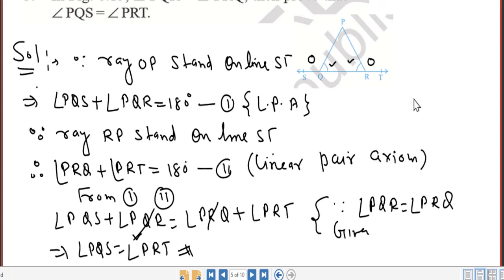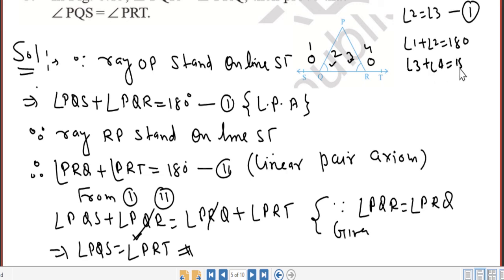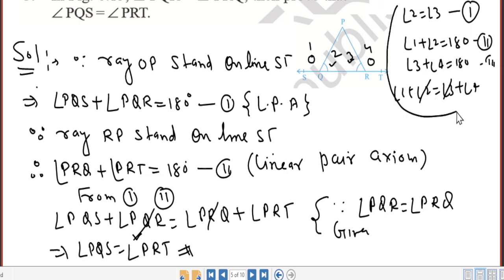Otherwise, you can prove this one. Suppose that it is angle 1, it is 2, it is 3, it is 4. First of all, write angle 2 is equal to angle 3 is given. Let us call it equation number 1. Angle 1 plus angle 2 is 180 degree. Angle 3 plus angle 4 is 180. From 2 and 3, angle 1 plus angle 2 is equal to angle 3 plus angle 4. But angle 2 is equal to 3, so this is cancelled out by this one. So angle 1 is equal to 4. You can prove easily by naming the numbers this way also. Okay? Clear? Okay.